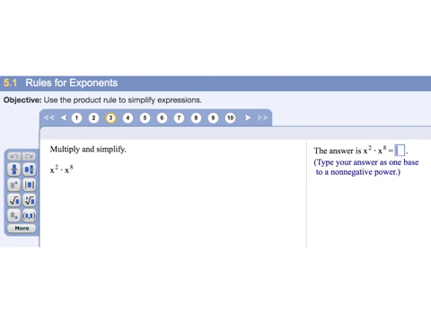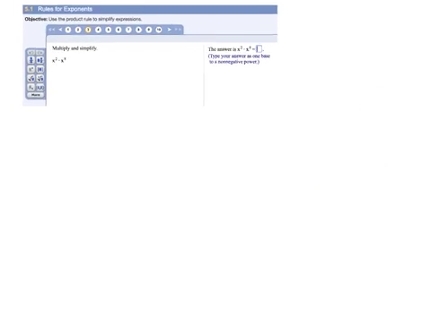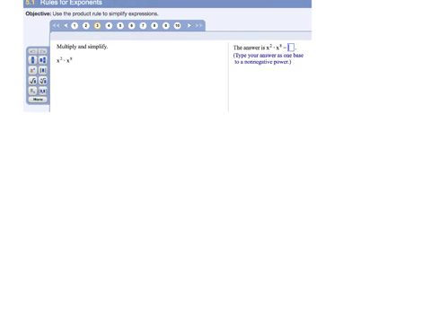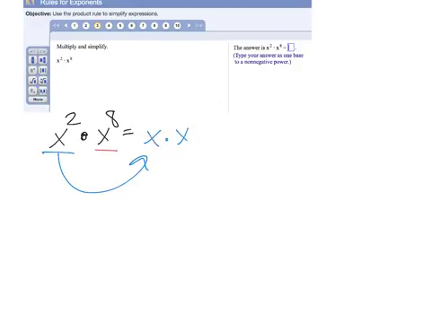All right, this is the exact same thing, only now we're going to variables, but it's the exact same thing. So you start off with, what do we have? Well, we have x squared times x to the 8th. All right, what does this x squared mean? It means x times x. What does this x to the 8th mean? It means times x times x times x times x times x times x times x.